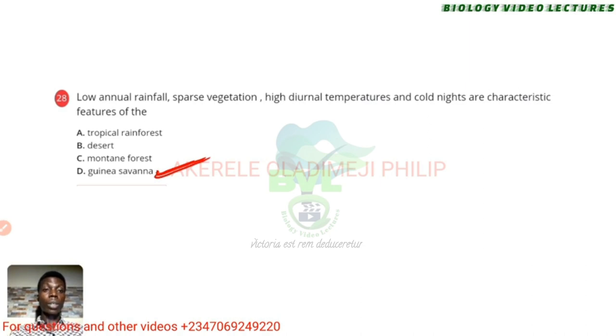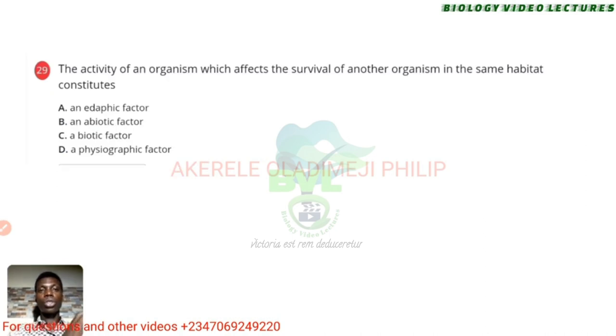Low annual rainfall, sparse vegetation. That's going to be Guinea savanna. Now, desert is too hot. It's saying here that you have sparse vegetation. Old desert's like you don't have much there.